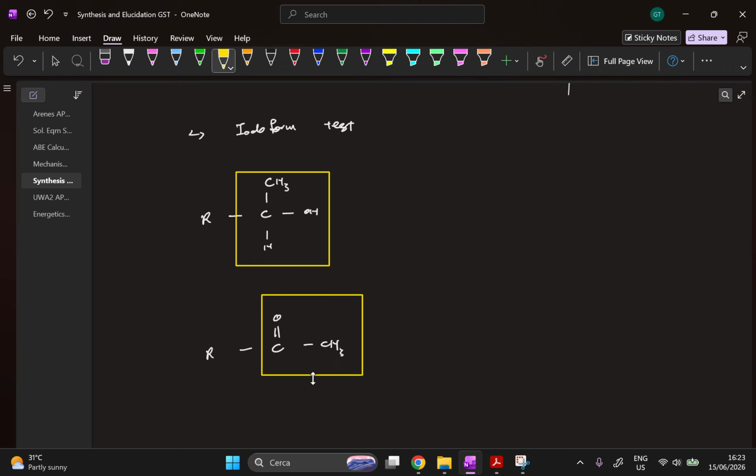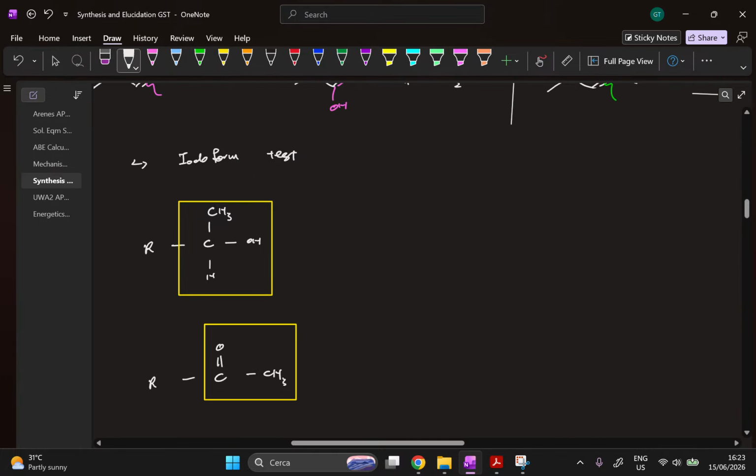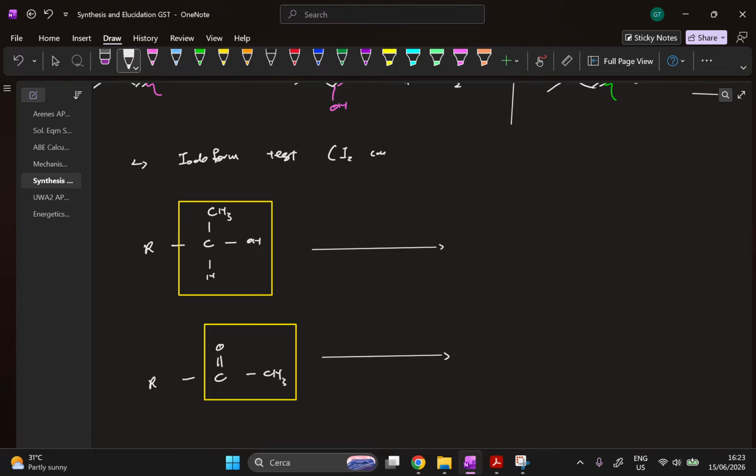The iodoform test, by the way, is a redox reaction. I hope it's obvious to you why after studying it for quite some time already. And you will notice, what's the RNC for iodoform test, by the way? Can you think of it? RNC for iodoform test is going to be I2 aq, NaOH aq, and what's the temperature? It's not here, it's warm, okay? Do not write heat.